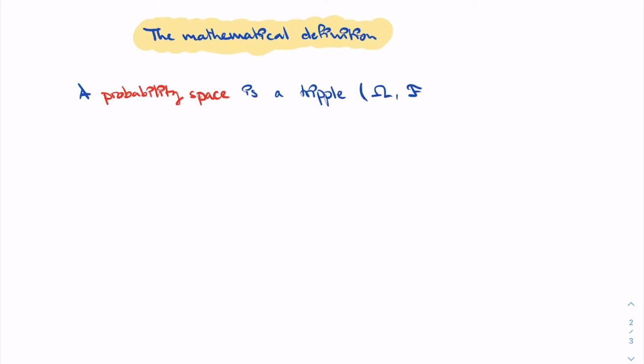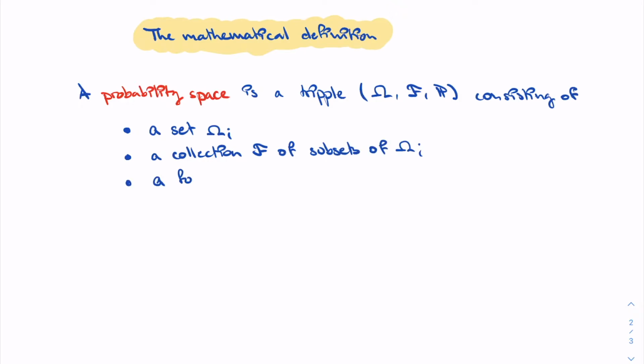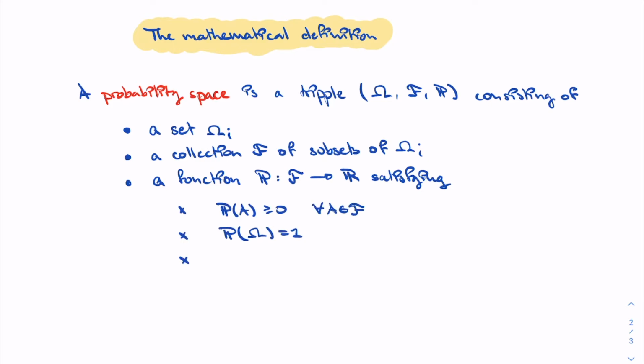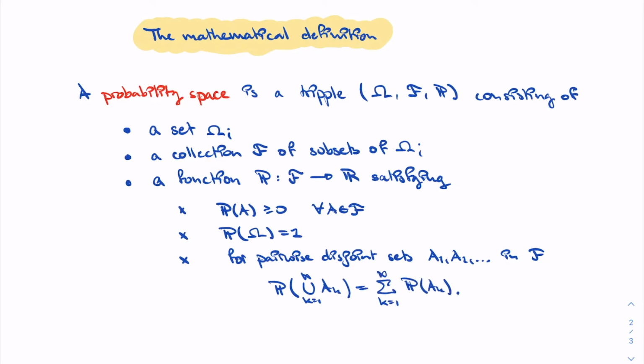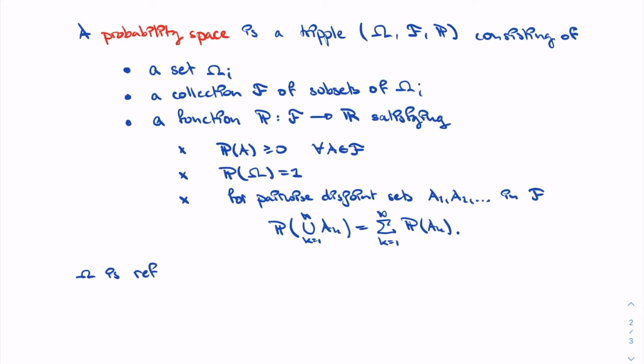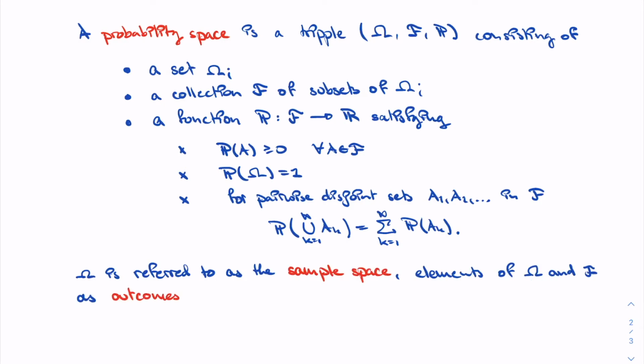A probability space is a triple consisting of a set omega, a collection F of subsets of omega, and a function P which to each set in F assigns a real number. This function should satisfy three properties of a measure. The set omega is referred to as the sample space. Elements of omega and F are referred to as outcomes and events, respectively, and P is referred to as a probability measure.